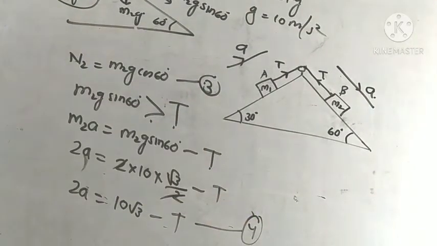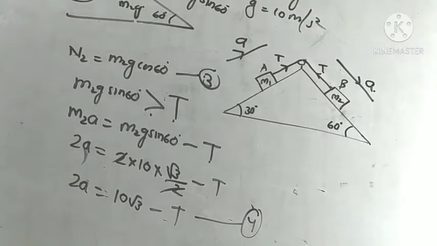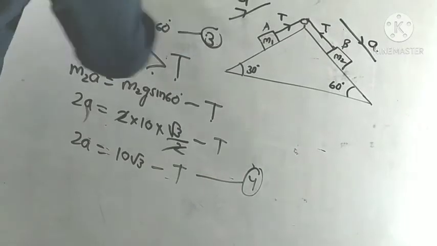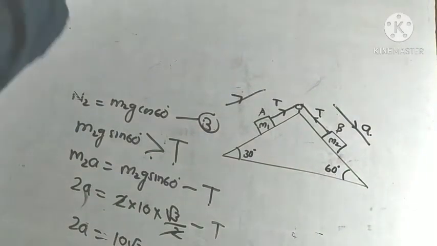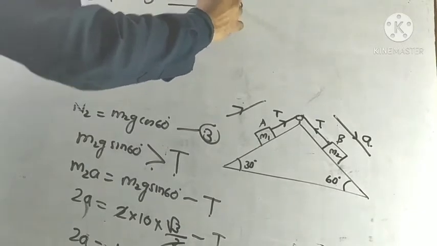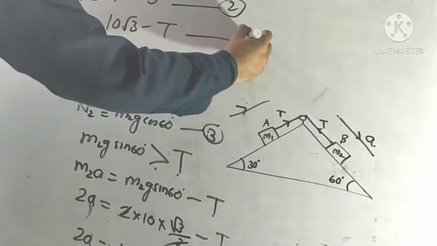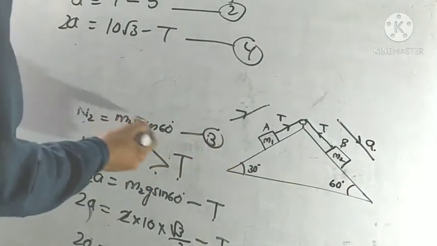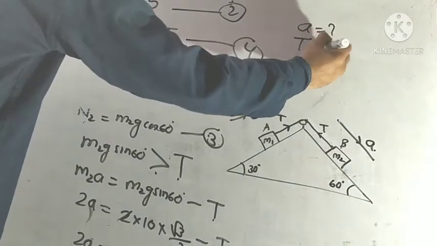Now we have 4 equations, but we use only 2 equations to solve this problem, equation number 2 and equation number 4. So we write the respective equations here: a is equal to T minus 5, equation number 2, and we need equation number 4, 10 root 3 minus T, because the other two balance each other. We only need to find the unknown quantities a and T, so we use these two equations.